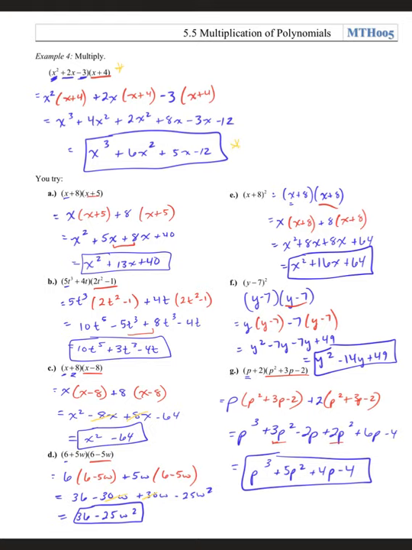Also, with E and F, like I said, you have to be careful because we're squaring it, meaning there's 2 of that binomial.